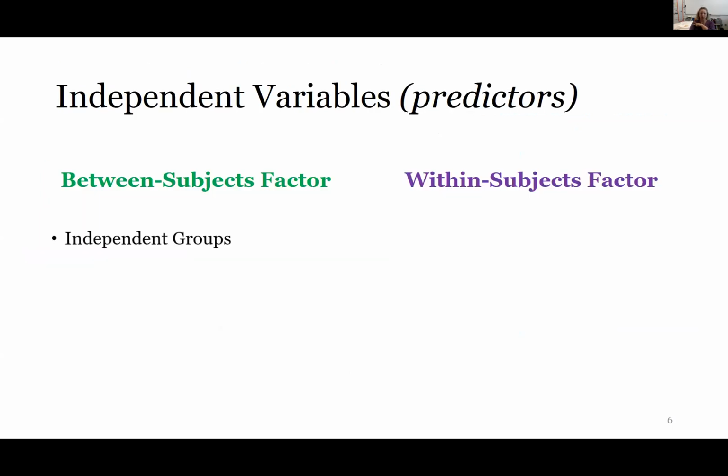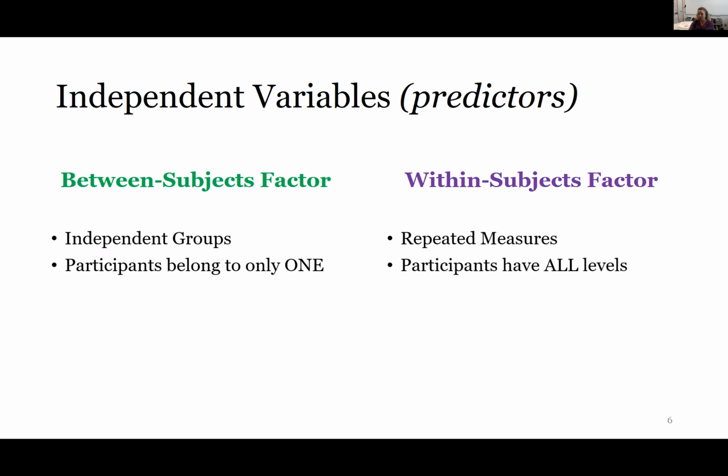1 of each predictors. So the between subject factors can also be called the independent grouping factor. Participants belong to only one group, only one, they can only have one level of the factor. That's the between subjects factor. They can only have one, mutually exclusive. The within subjects factor, that's also called a repeated measure, and all participants should have all levels.